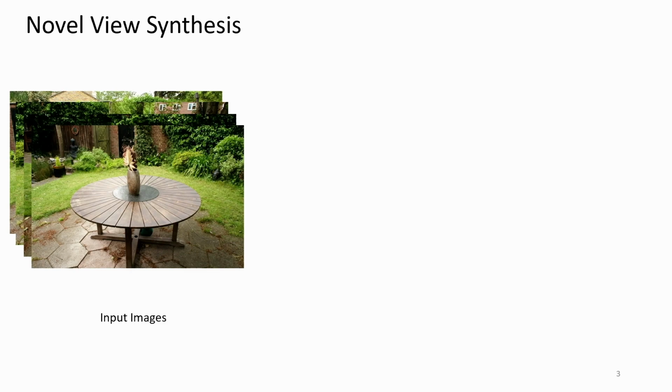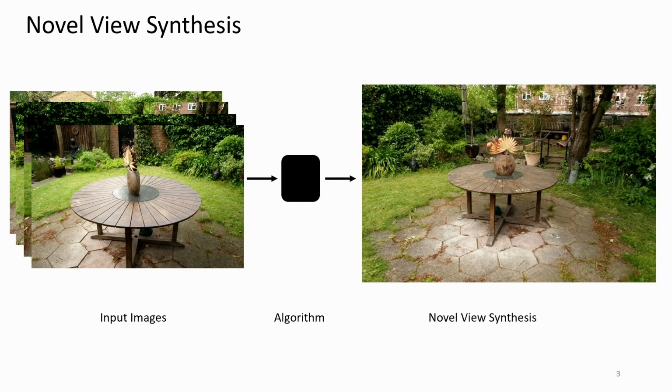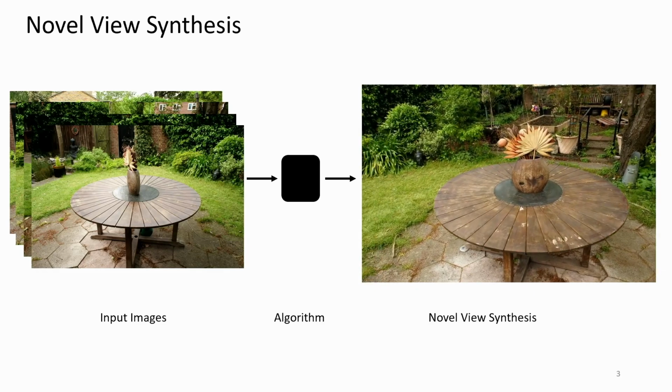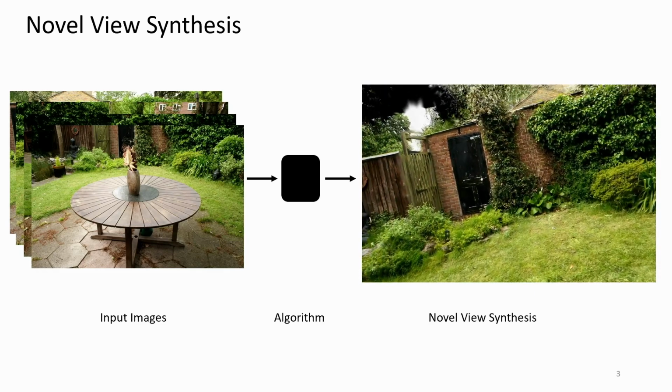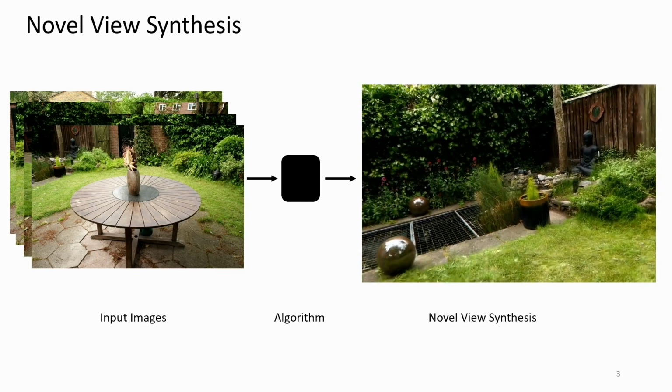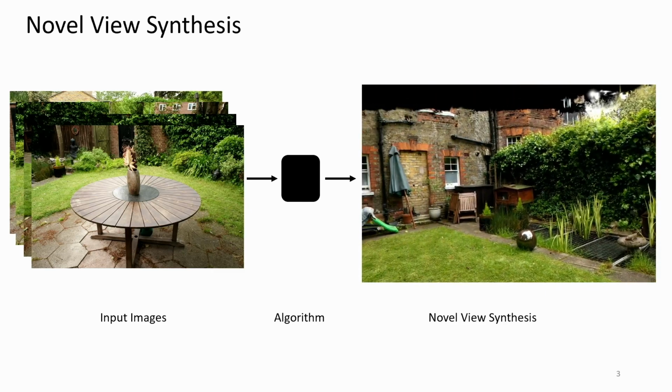So let's get started. The problem we're working on is novel view synthesis, in which, given a set of input images of a 3D scene, we want to build an algorithm that will allow us to render the scene from any point that we want. It's effectively allowing us to make this awesome free viewpoint navigation.